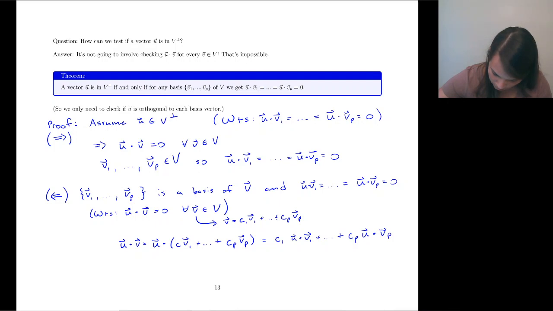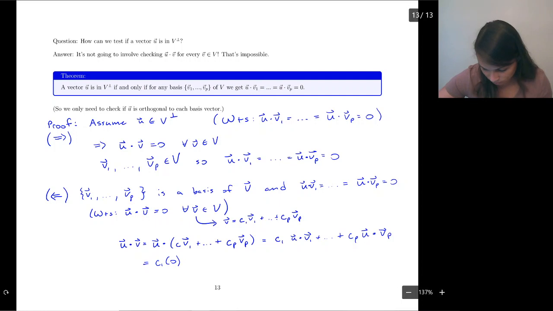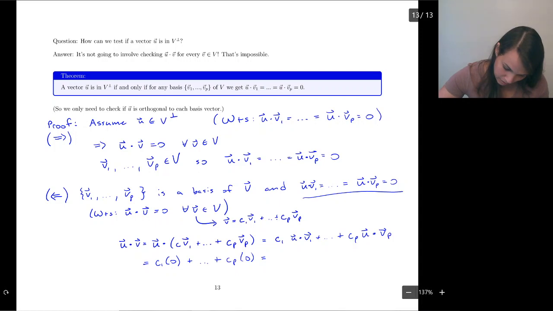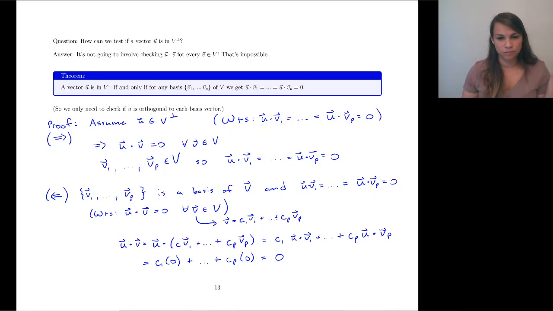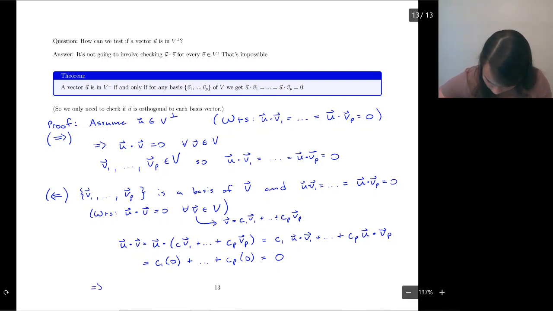Okay. But we know that u dot v1 is 0. We know that u dot all of those guys is 0 because that was the assumption right there. So that's just a big fat 0. So, yep, u is orthogonal to v for some random v that we do not know. So then u is in V perp. Done.